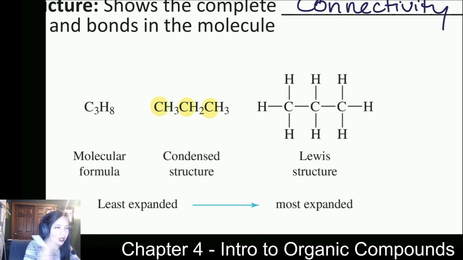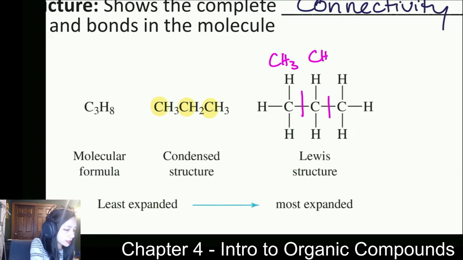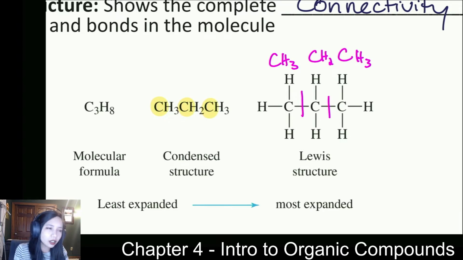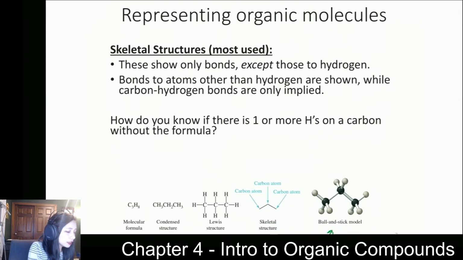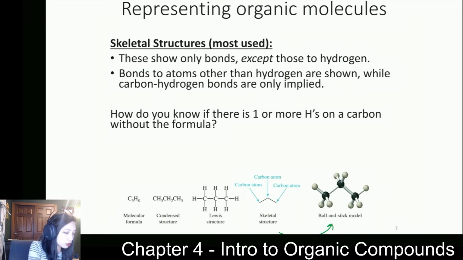If you box them like this, you can see that this is CH3, the second carbon is CH2, and the next one is CH3. So you can see how the condensed structure and the Lewis structure are related in that way. Lewis structures are very difficult to write on a computer, in a Word document, but the condensed structure is something that you could easily write in a Word document, and it gives much, much more structural information than just a molecular formula.